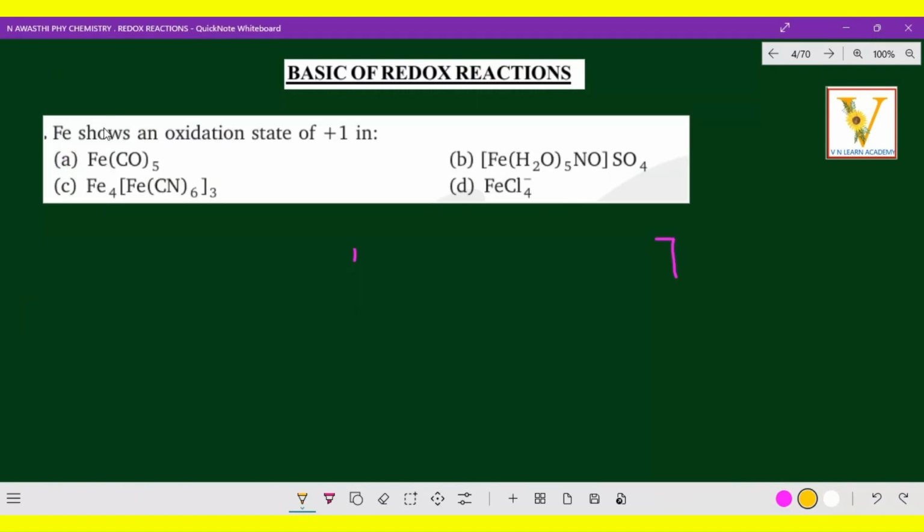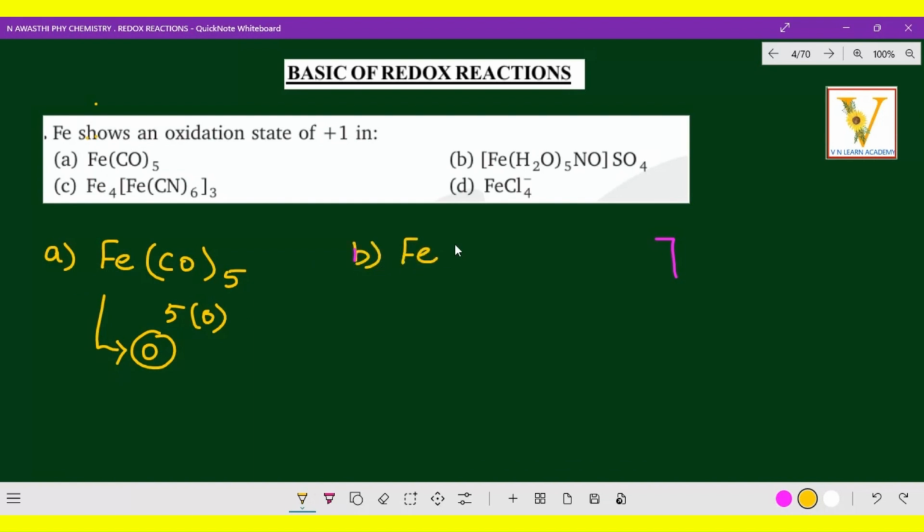Iron Fe shows an oxidation state of +1 in which of these compounds? Which one is showing +1 oxidation state of iron? The first one, option A, is Fe(CO)5. Usually the carbonyl group has oxidation state 0. So 5 into 0 is 0 only, anything multiplied with 0 is 0. So this oxidation state is 0. So option A is wrong. Option B, let us check what it is.